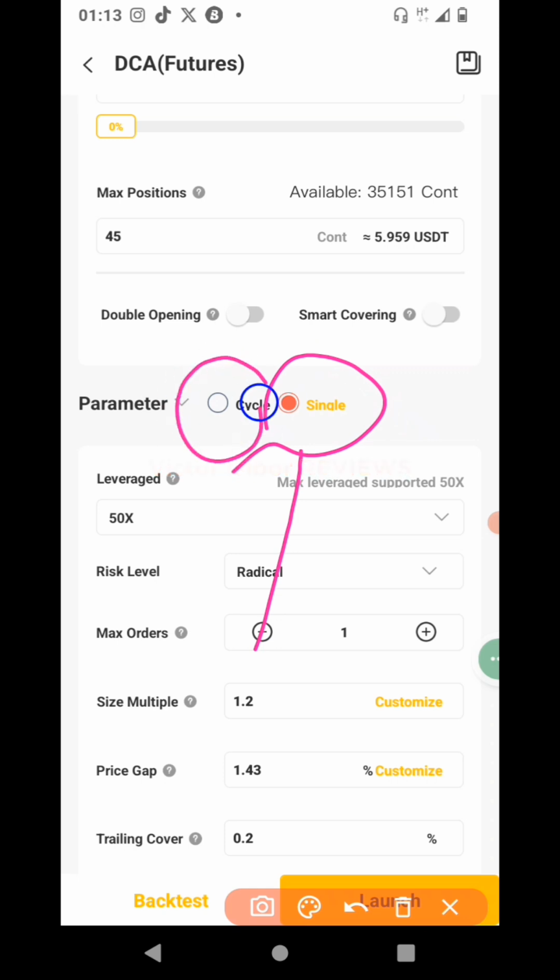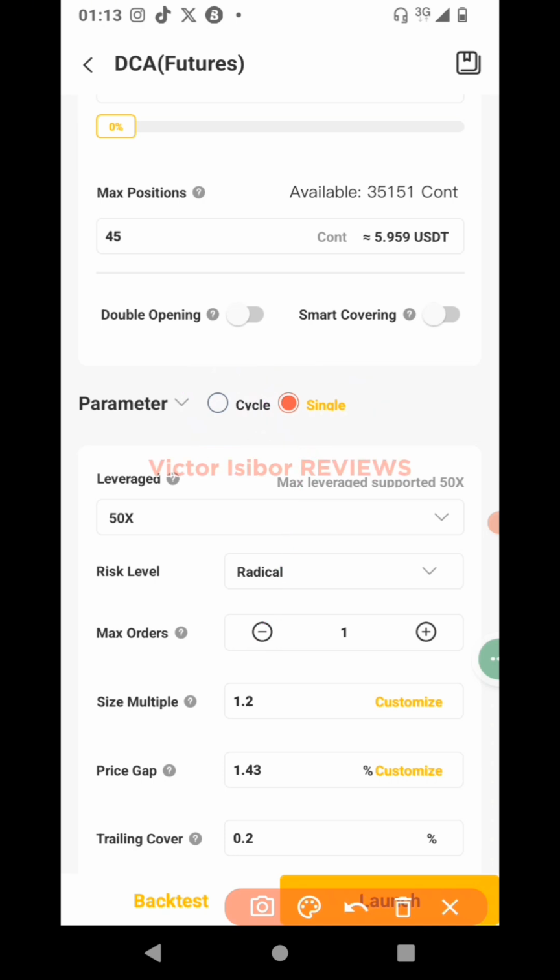Beautiful. My parameter is on single. I don't want to be a cycle when I'm going to steal. It's like a thief saying he will go and be robbing in the same house every day. Cycle? No, the police is going to catch you one day. So it's a single operation. So it's good as it's on single.